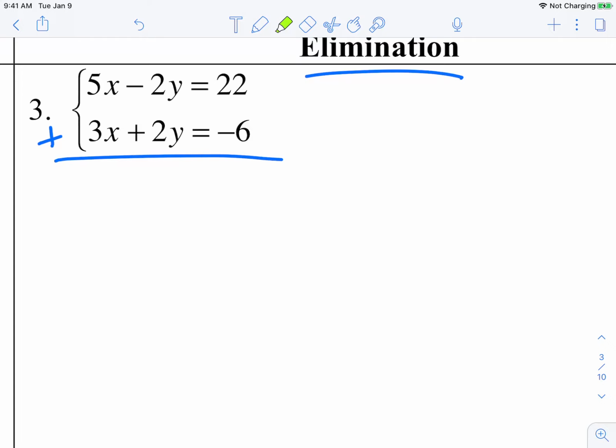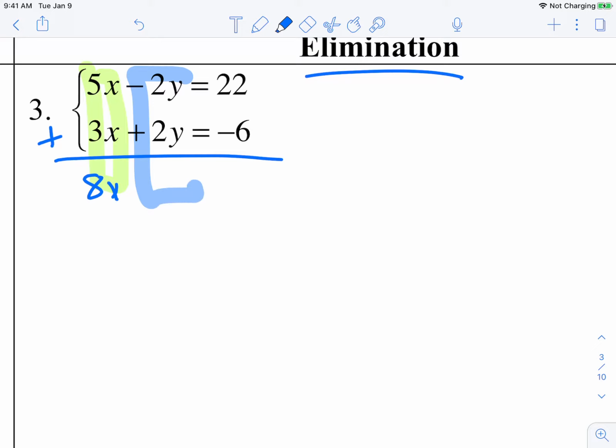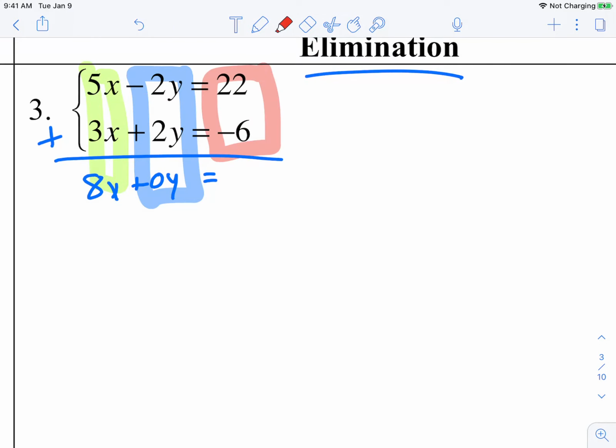So we're going to add up, going down, we're going to add up our x's, so we get 8x. We're going to add up our y's, and we get 0y. And then we're going to go ahead and add up the constants, and we get 16.